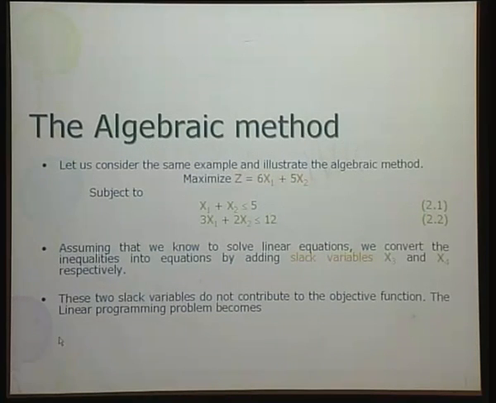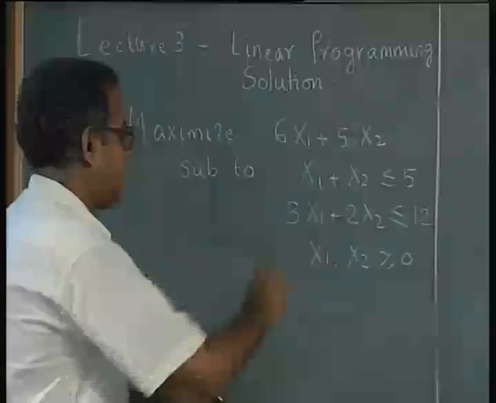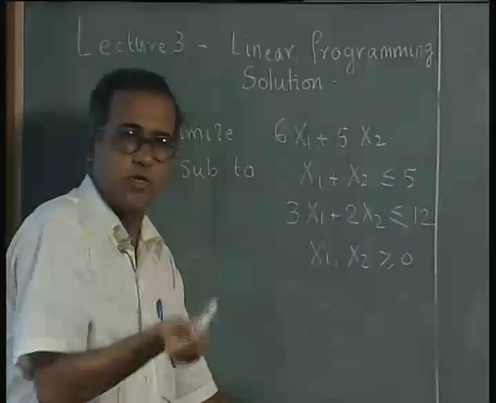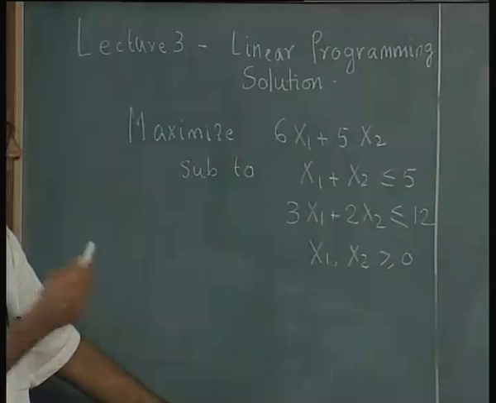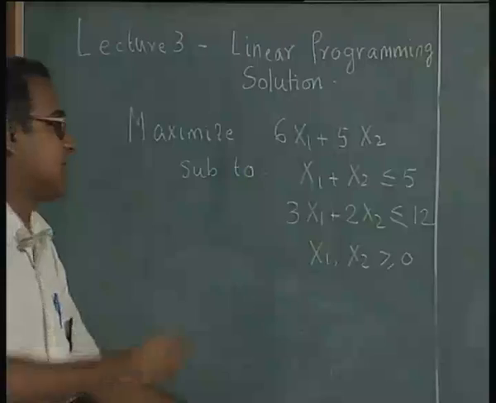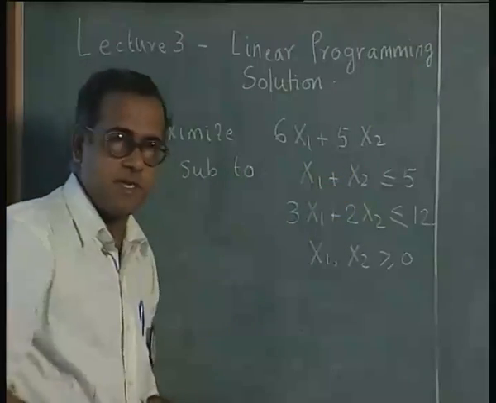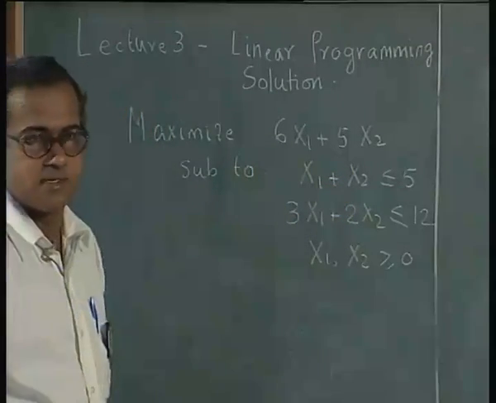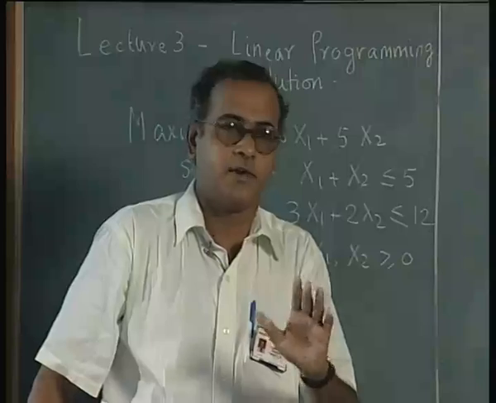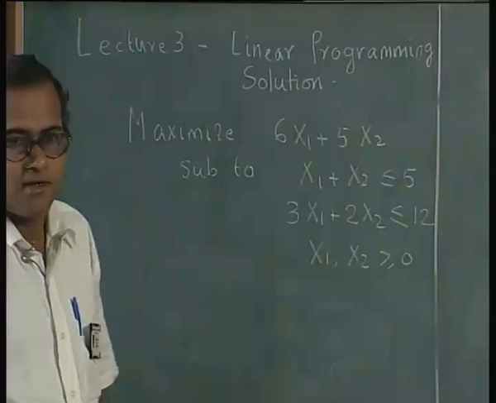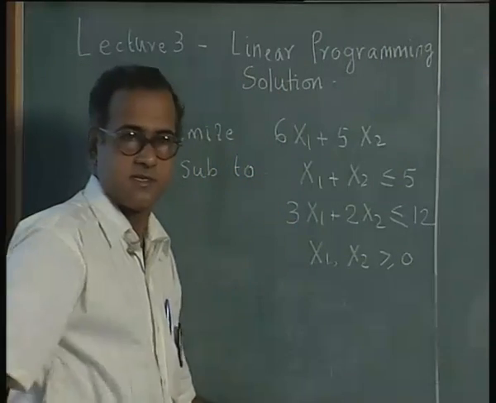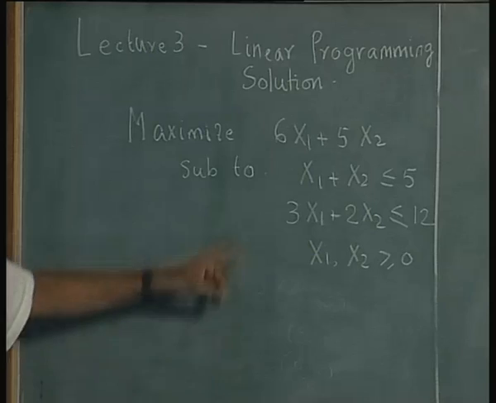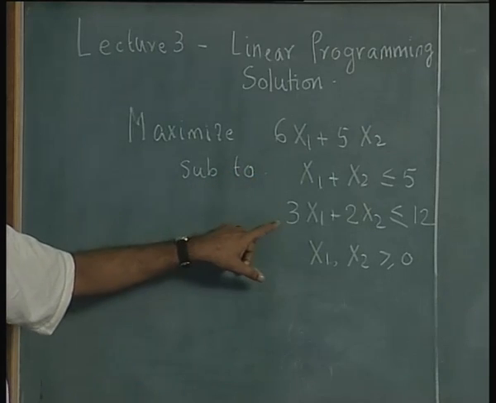Now, let us go back to the algebraic method. Now, we look at the same linear programming problem. Right now, what we have to do is we need to solve these inequalities, because the solution to this problem is actually a value of x1 and x2 which satisfies both these, which means we need to solve these 2 inequalities. Right now, we assume that we do not know how to solve inequalities. We also assume we know how to solve equations. So, what we try to do is to convert this inequality into an equation.